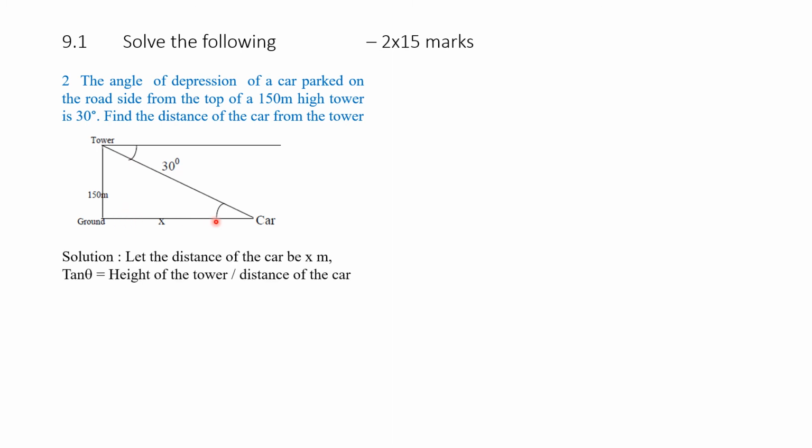Let us solve it. Let the distance of the car be x. Therefore, tan theta, what is tan theta? Tan theta is opposite side by hypotenuse. Sorry, tan theta is opposite side by adjacent side.